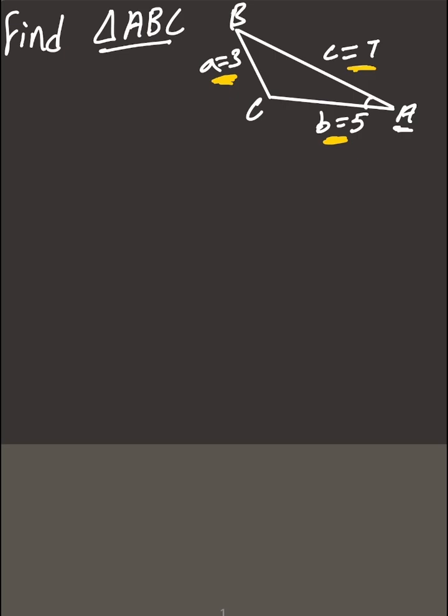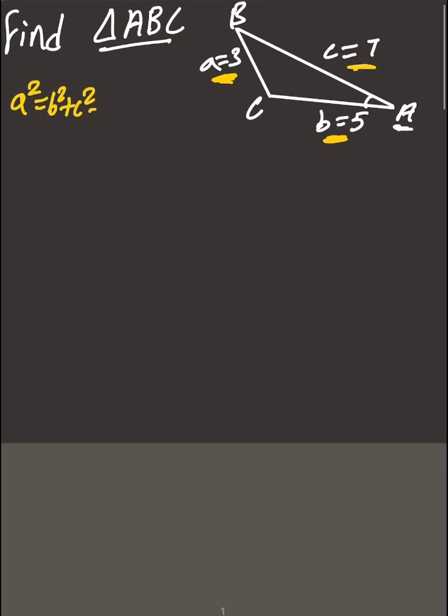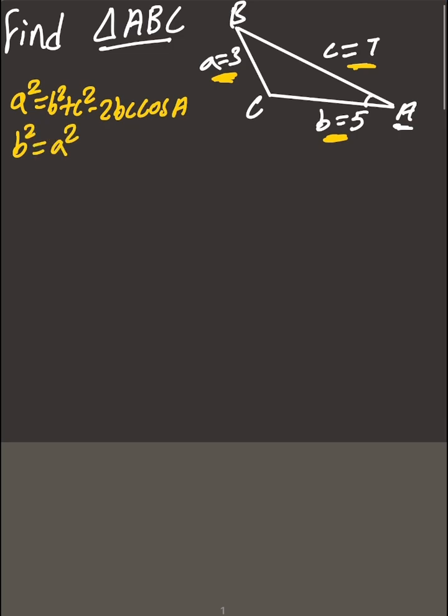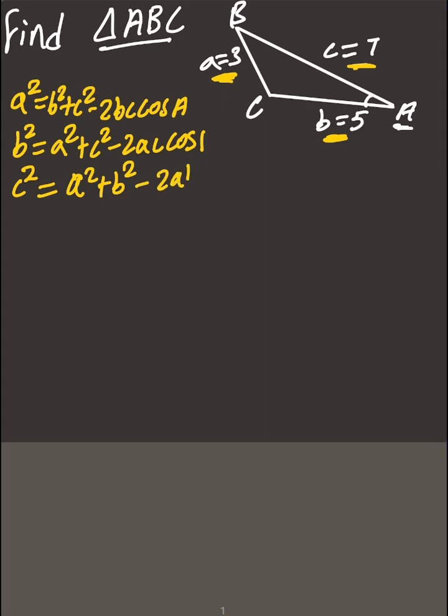In order to do that, we have to apply the law of cosines, which is a squared equals b squared plus c squared minus 2bc cos of A. The second equation is b squared equals a squared plus c squared minus 2ac cos of B. And the third one is c squared equals a squared plus b squared minus 2ab cos of C.